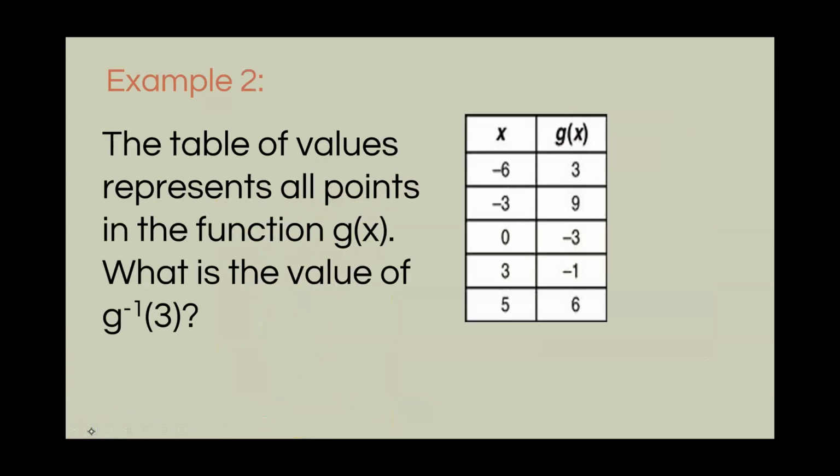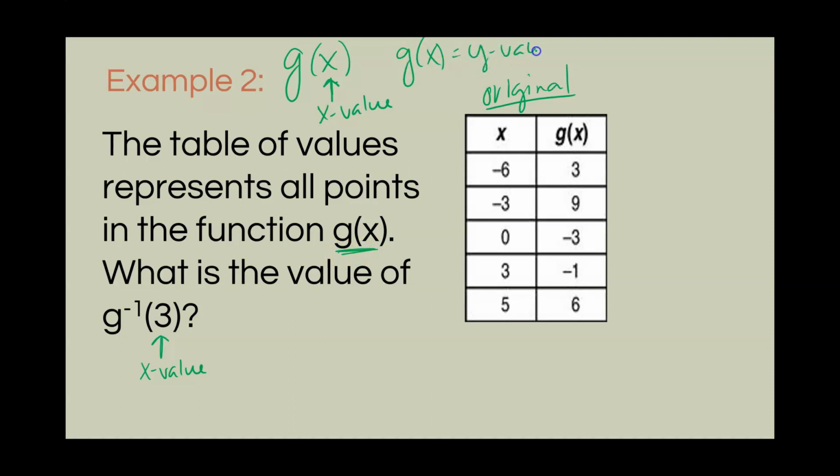The next one's actually going to ask a specific question. It says the table of values represents all points in the function g of x. So this is the original function. And I want to know what is the value of g inverse of 3. So let's talk about function notation. Remember, what's in parentheses is your x value, and g of x represents the y value. So it's saying when x is 3, what is y, but on the inverse graph.